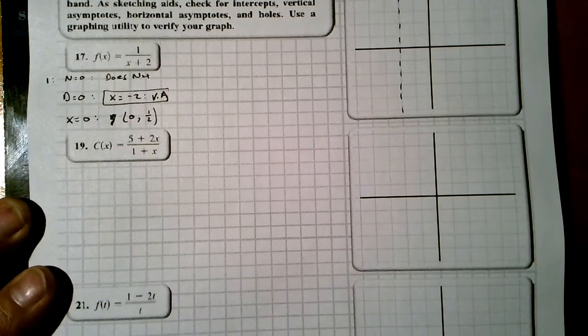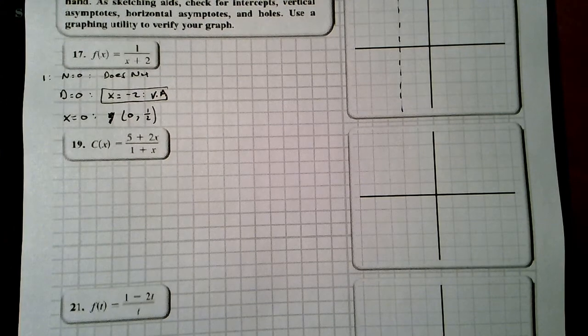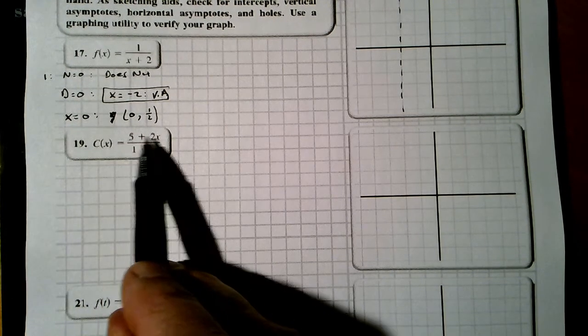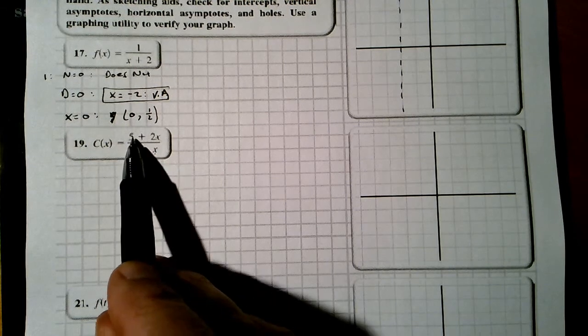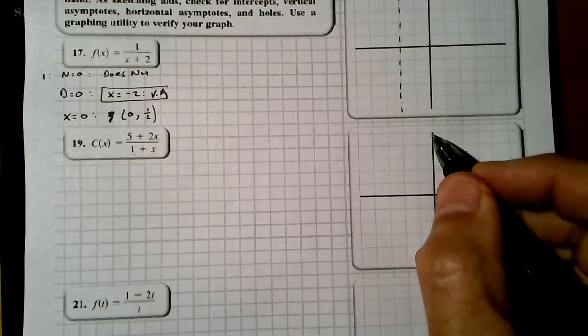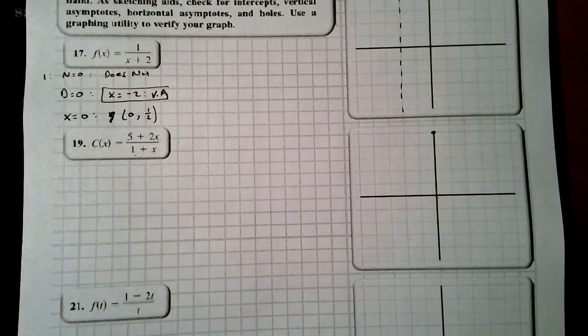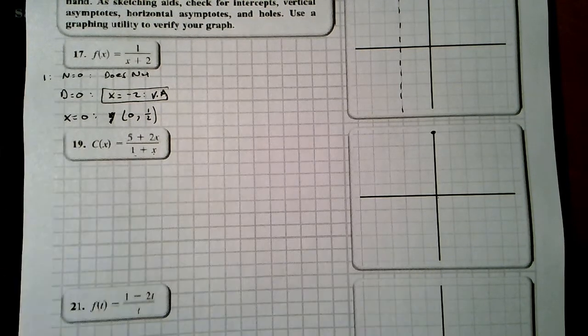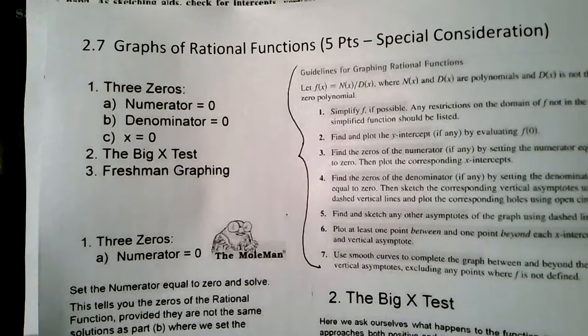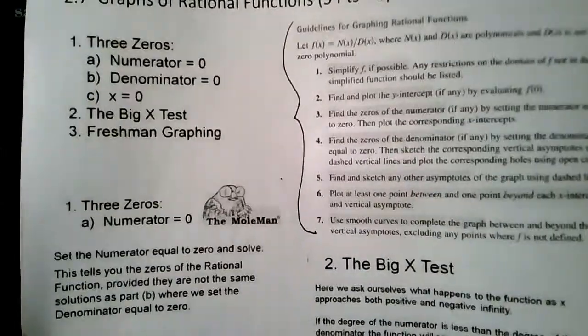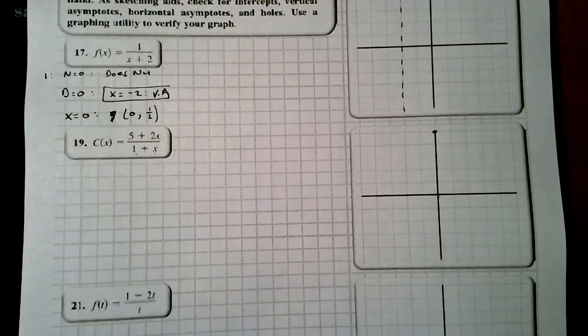And the only reason we do that, I mean, because I could let x equal 1, x equal 2, x equal 3, and I might. But putting in 0 gives us the y-intercept, and it's really easy to do. Take a look at 19. When we put 0 in for x, this is 0, we get 5. There's going to be a point at 0, 5 on this graph. Okay, so really, really simple point to get. That's the 3 zeros right there. Numerator equals 0, denominator equals 0, x equals 0.